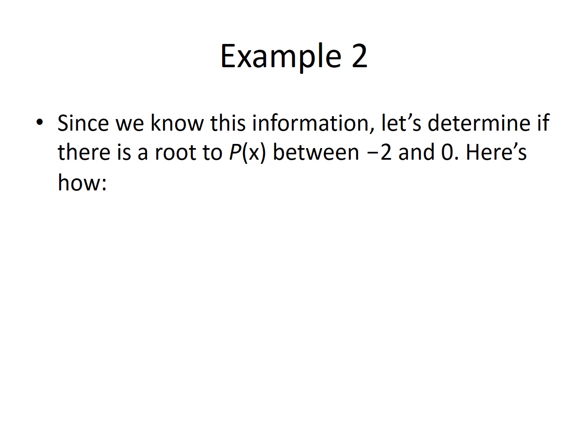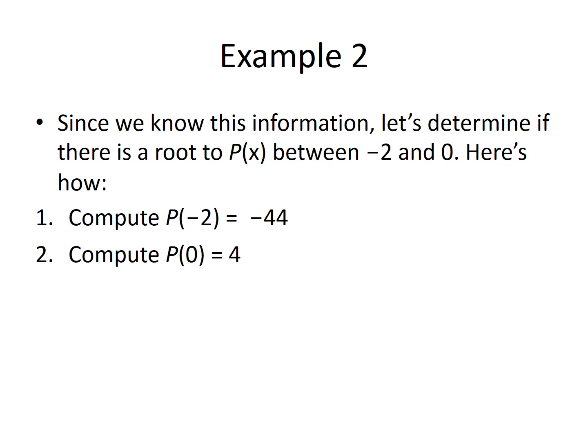Since we know this information, let's determine if there is a root to p of x between -2 and 0, and here's how. The first step is we will compute the value of the polynomial at x equals -2. And when you plug -2 into the polynomial, you get -44. Our second step is to compute p of 0, and that means we're going to put the right endpoint of our chosen interval into the polynomial. And when we do p of 0, we simply get +4.